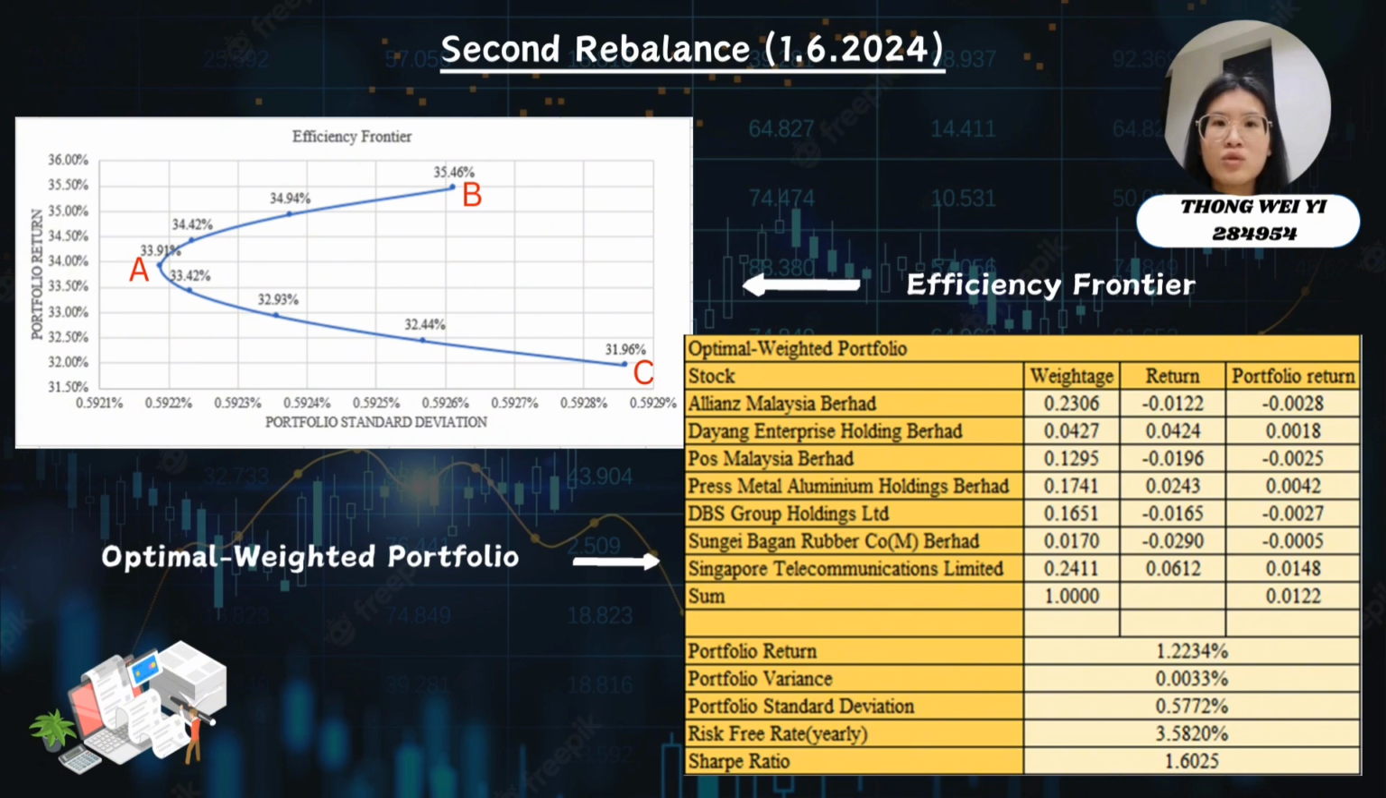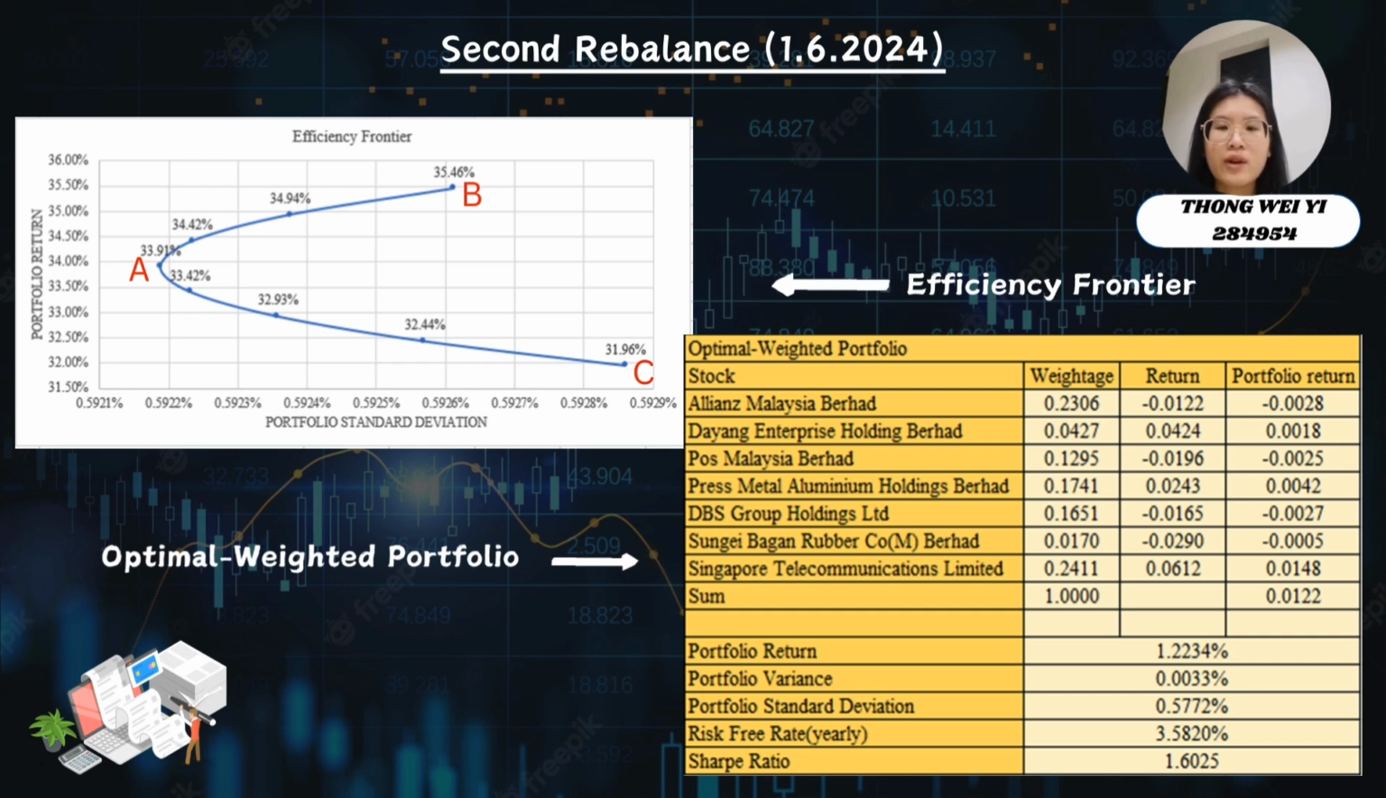We made the decision to invest in the information and technology sector because, as a result of our research, we anticipate that its market share will increase in the future. From the figure of the efficient frontier, we saw that the optimal weighted portfolio A, which brings a portfolio return of 33.91%, has the lowest amount of standard deviation, near 0.5922%.